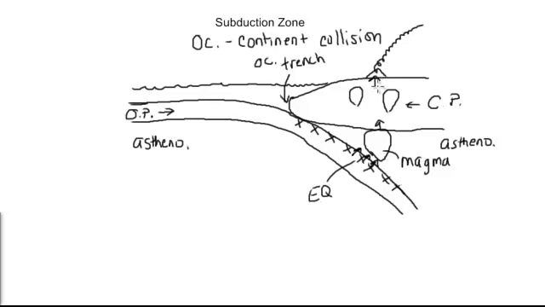Instead of a chain of volcanic islands, it's land here. So that goes by several different names, but one is to call it a Continental Volcanic Arc. So not a volcanic island arc, but instead a continental volcanic arc.